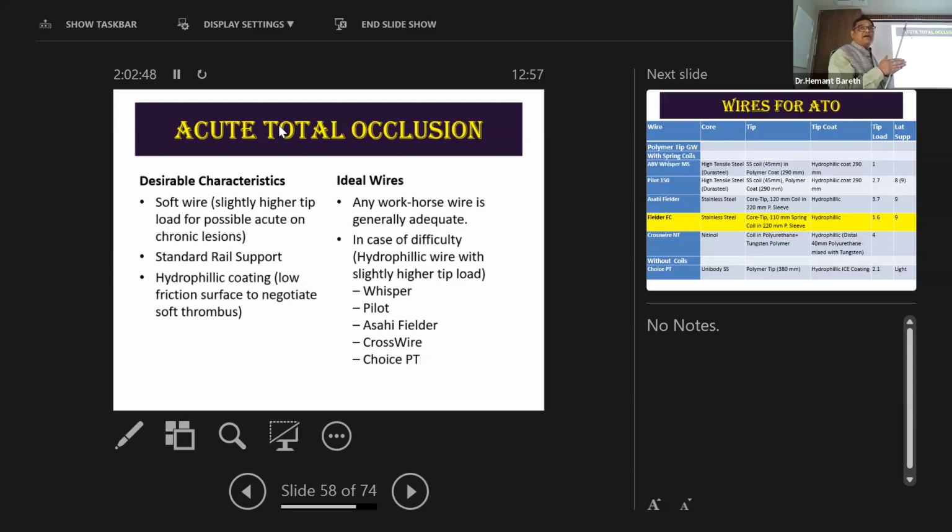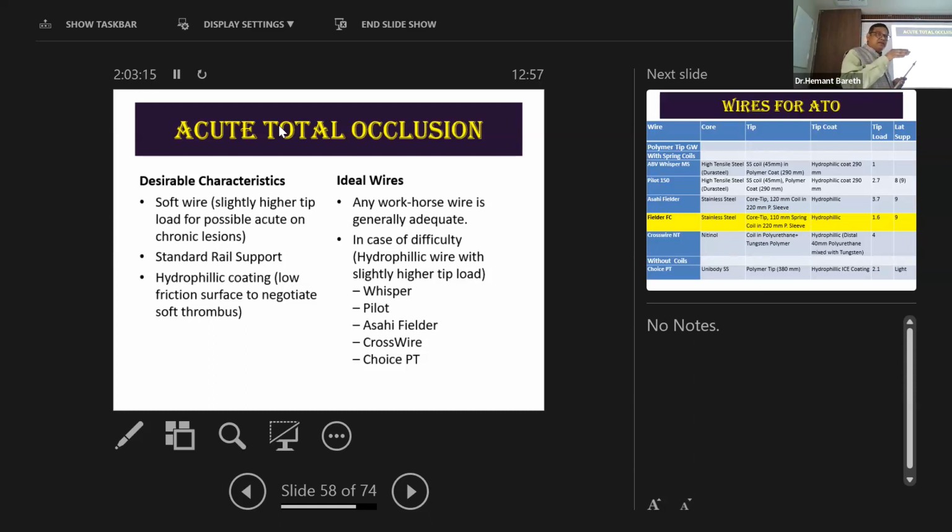because you don't want the wire to have resistance. And this kind of wire can easily penetrate through the thrombus. Although in many cases you could do it with any regular wire. I don't know whether you electively use a Fielder SC wire for crossing these acute thrombotic lesions, because most of them you would still cross with a regular wire.